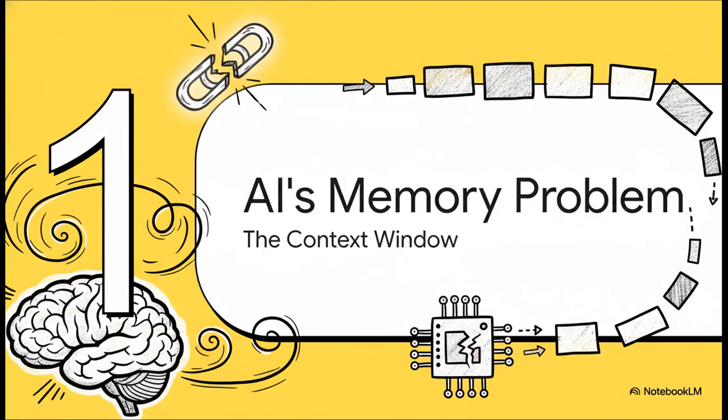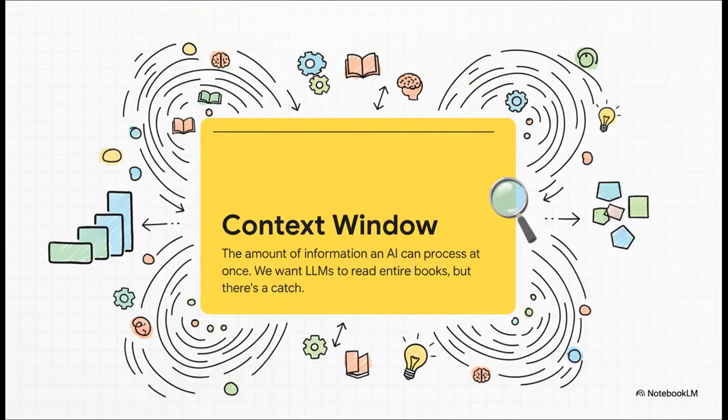So to really wrap our heads around the solutions, we first have to understand the problem. Why is it so ridiculously hard to give AI a long-term memory? Well, it all boils down to this one critical concept, the context window. Think of the context window as an AI's short-term attention. It's everything it can look at all at once to figure out what to say next. Now, you'd think, simple, just make the window bigger. But here's the catch. When you expand that window, the amount of computation needed doesn't just grow, it literally explodes.